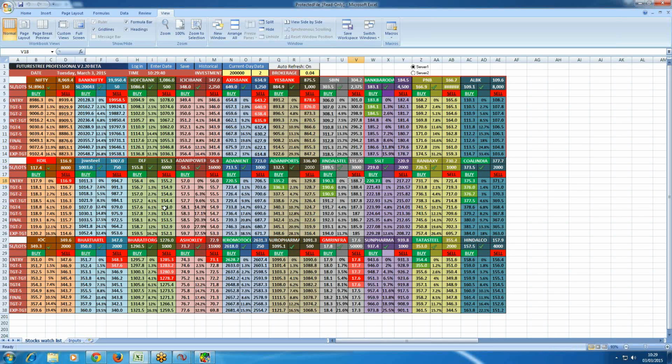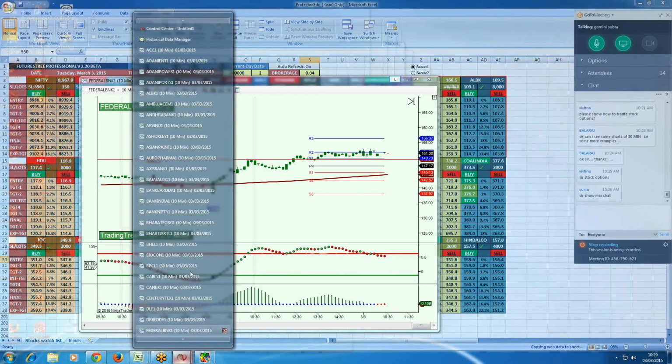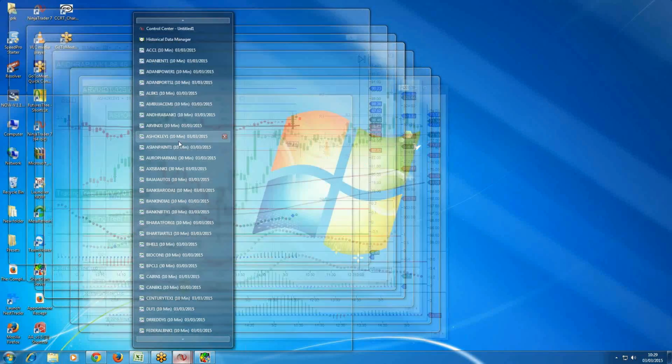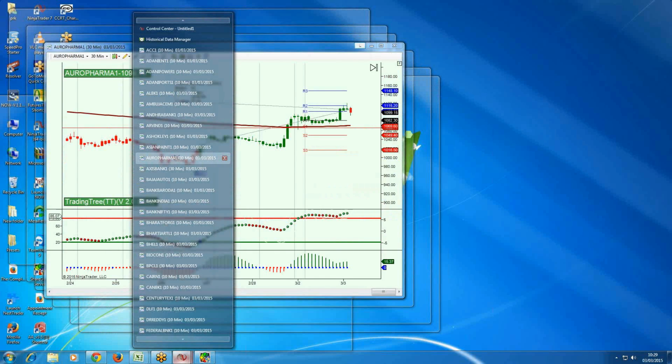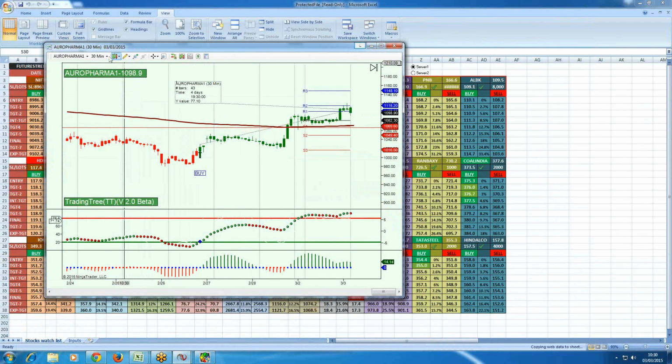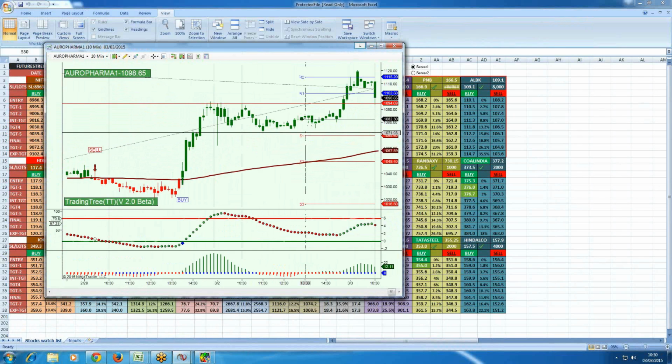So Aurobindo Pharma, we had a buy call. It made its intermediate and almost the final targets also. Now we have a sell call actually. 1090.6 is the entry price for Aurobindo Pharma. Now since I have got a sell indication in Futurestree, I'll just go and check it here. I put it on 30 minutes. Let me change it to 10 minutes since I'm trading intraday.